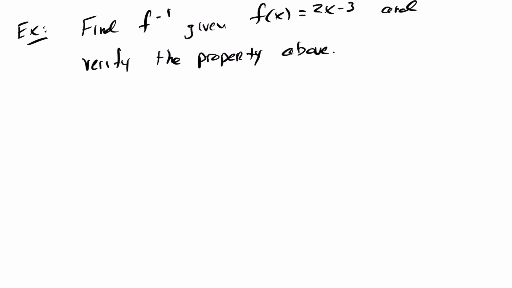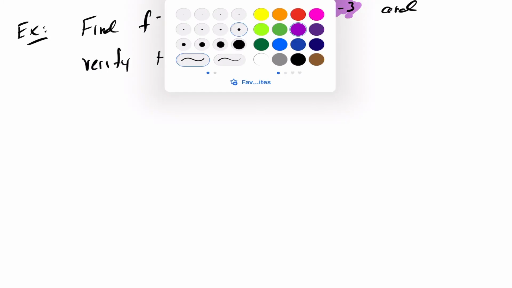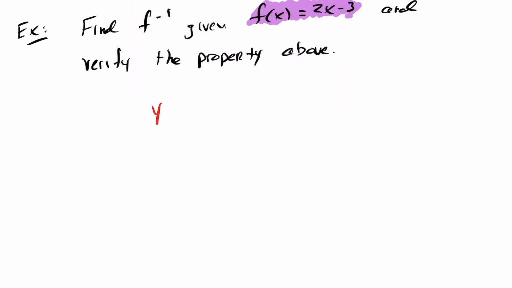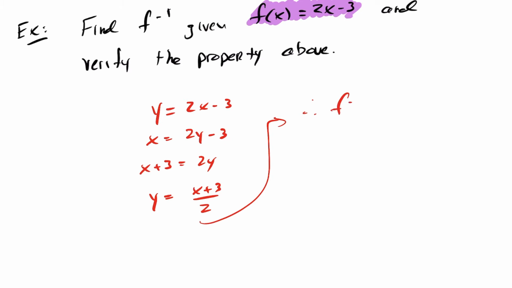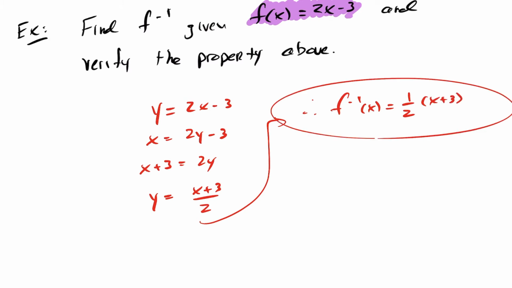So for the following example here, they give us the function, just a linear equation, 2x - 3. Let's go ahead and find the inverse first. To find our inverse, we're going to interchange our x and y values. Then I'm going to solve for y. So solving for y here, I get f inverse of x is 1/2 x + 3. So I've calculated my inverse here. I want to show that f inverse acting on f, or f acting on f inverse, will both yield the identity function.